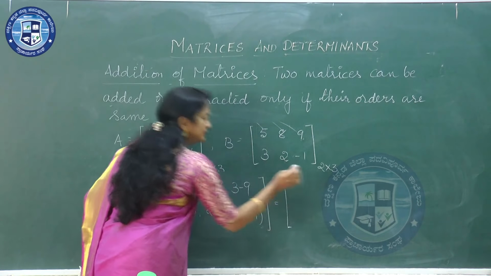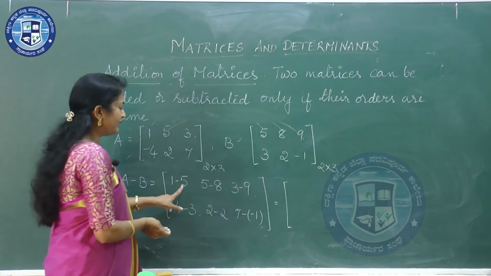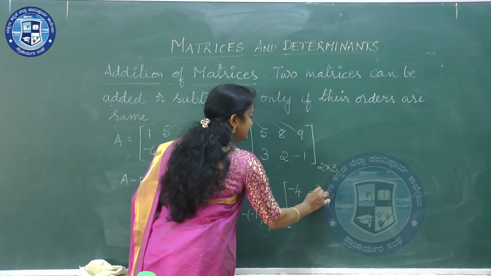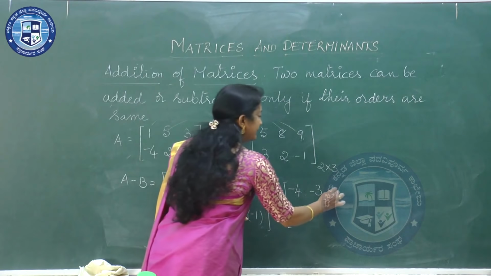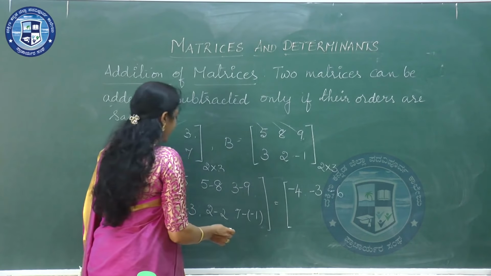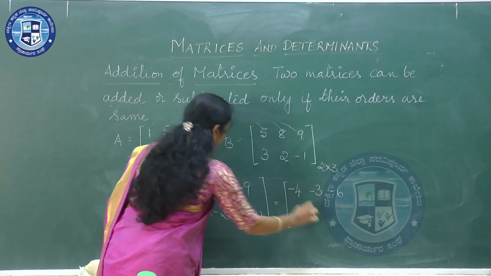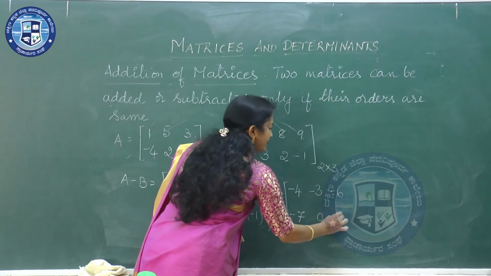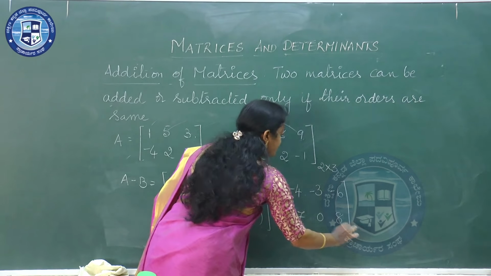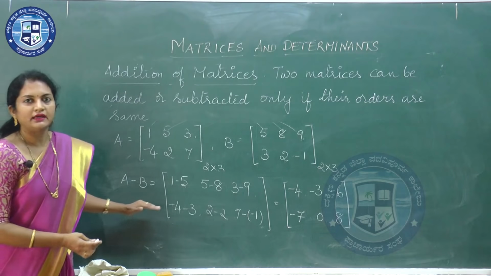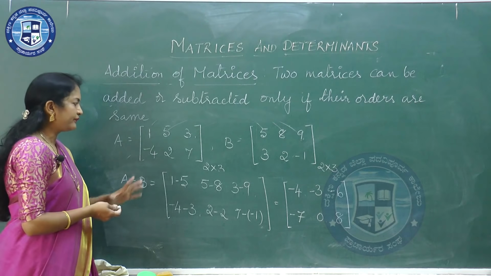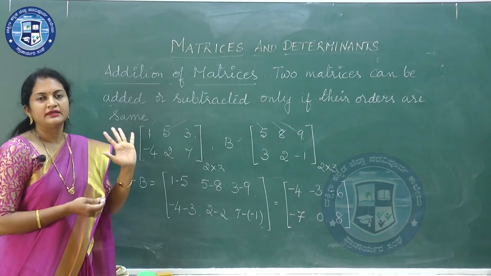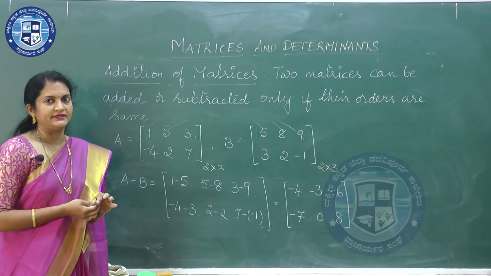So we get the resulting matrix as 1 minus 5 is minus 4, 5 minus 8 is minus 3, 3 minus 9 is minus 6, minus 4 minus 3 is minus 7, 2 minus 2 is 0, 7 minus of minus 1 is 8. So this is your A minus B. This way we perform the addition or subtraction of two matrices.